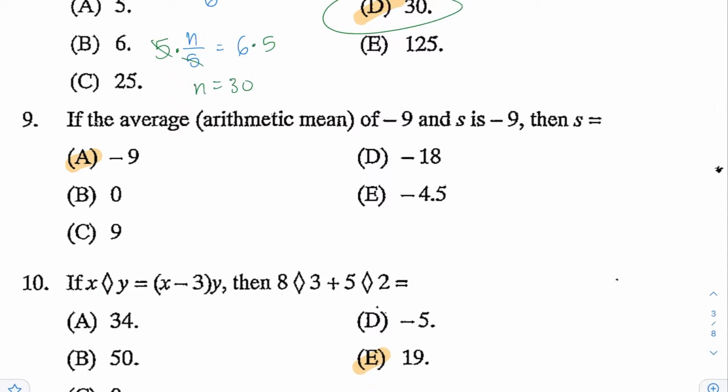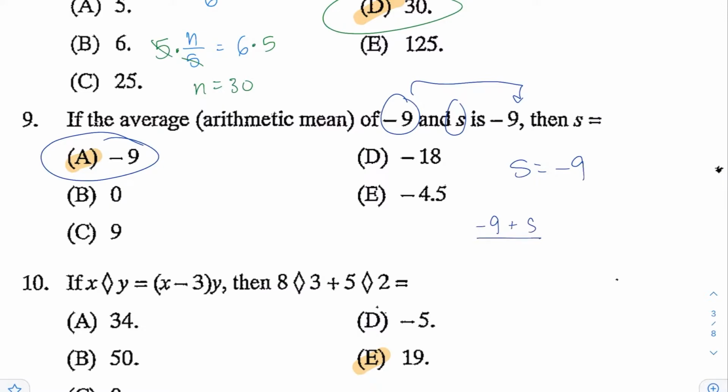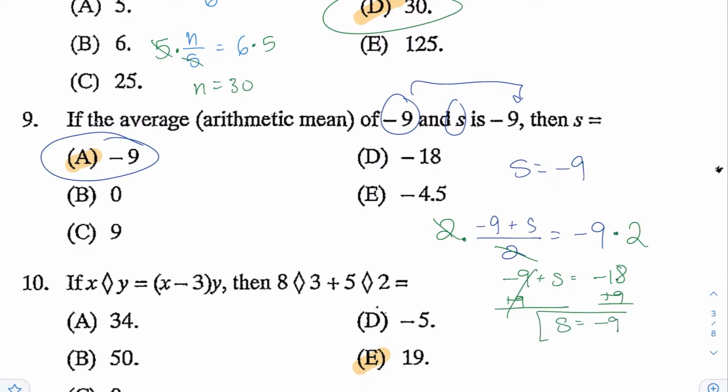Next for number 9, if the average arithmetic mean of -9 and s is -9, then s is equal to. So if you have the average of two numbers is equal to that same number, then s has to be equal to -9. Choice A. You can also set this up using the equation. -9 plus s divided by 2 is equal to -9. And from here, if you multiply both sides by 2, you get that -9 plus s is equal to -18. And if you add 9 on both sides, you get that s is equal to -9, the same number.